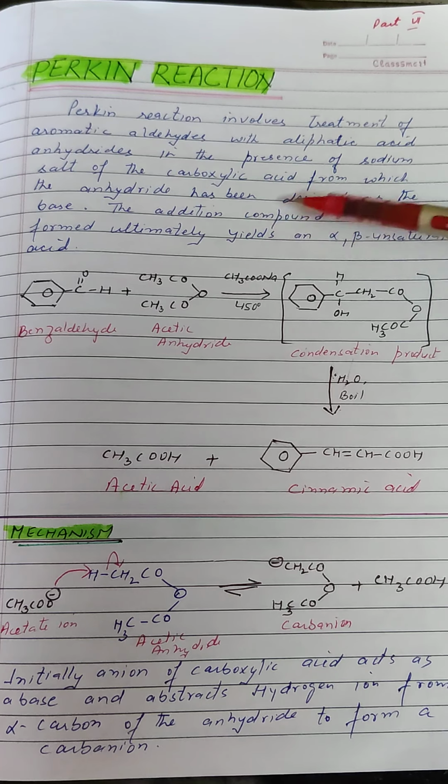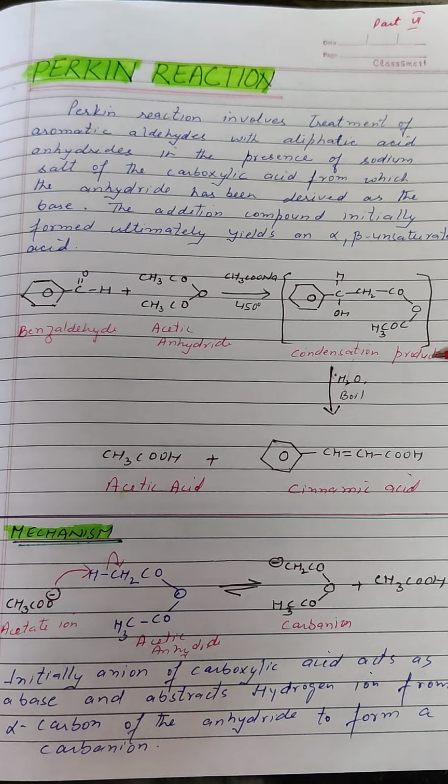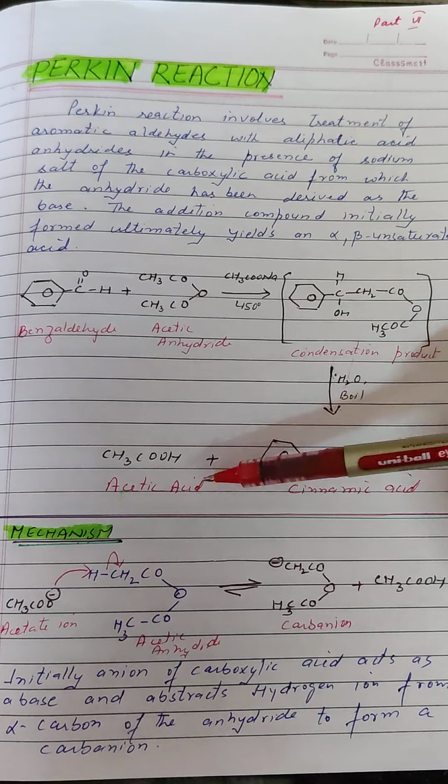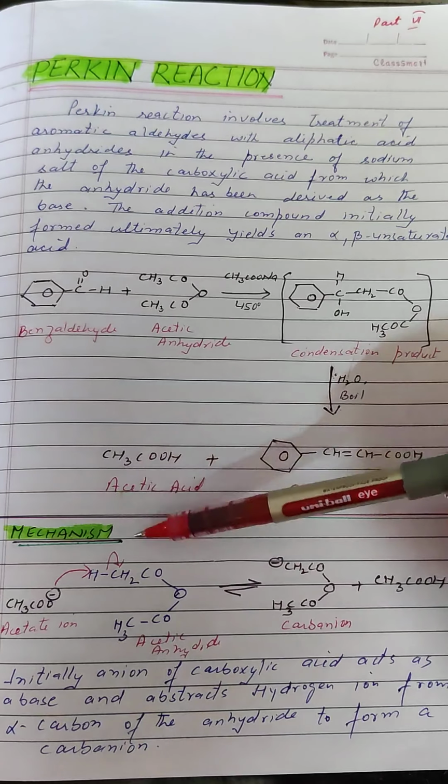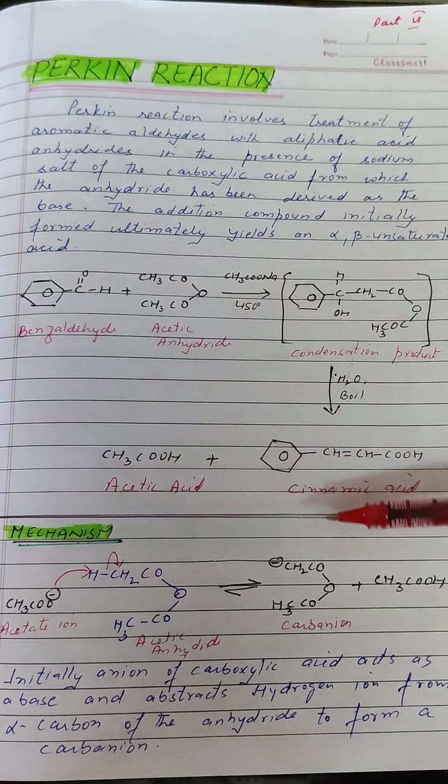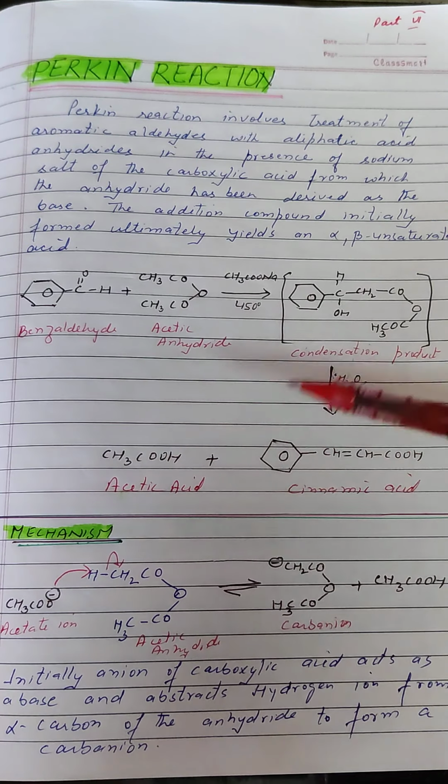Now the addition product, or condensation product, which is initially formed, loses one water molecule and results in the formation of cinnamic acid along with hydrolysis. Now the second byproduct formed here is acetic acid. Now let us take up the mechanism of this reaction.